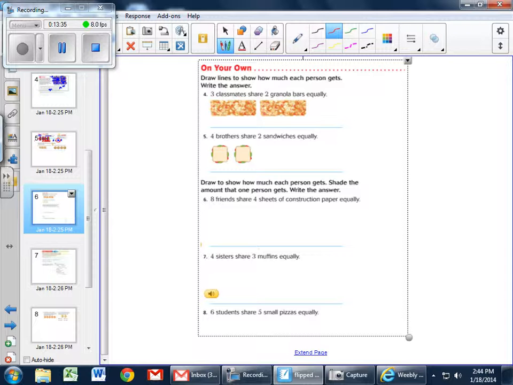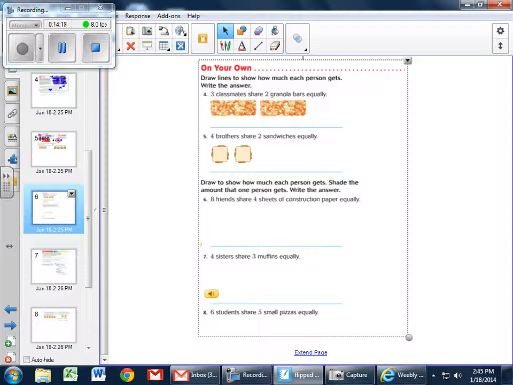Your next page is on your own. We're going to skip that for right now so we can go on to our problem solving page. But on your own page, it wants you to draw lines again. Use the edge of your folder or a straight edge to do this because remember you have to have equal pieces. So you're going to draw lines to show how much each person gets, write the answers. And on the bottom, draw to show how much each person gets, shade the amount that one person gets, and write that as a fraction. So 8 friends share 4 sheets of construction paper equally. So you're going to have to draw the 4 sheets, cut it into 8s, and how are they going to share those? Okay. And this is getting a little bit trickier, so if we need to go back and work on these more together, we can.